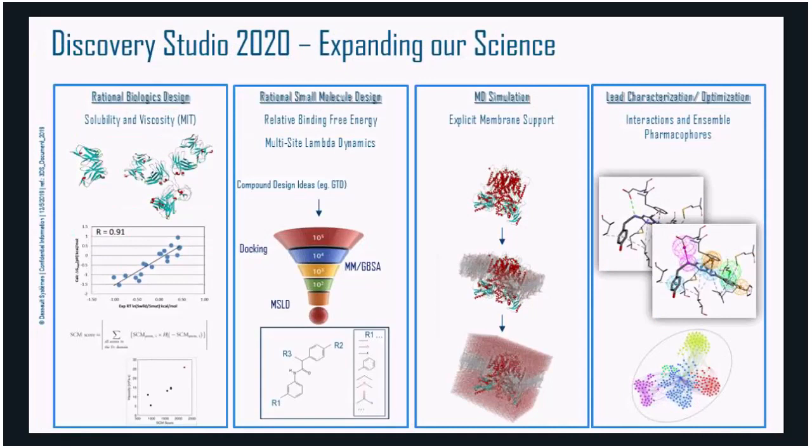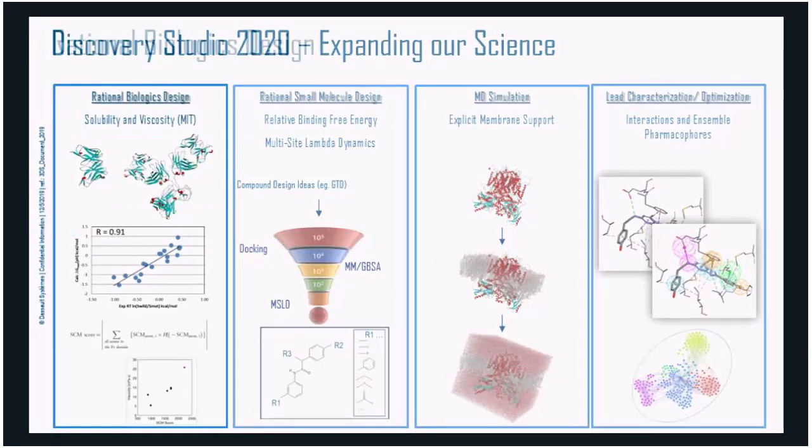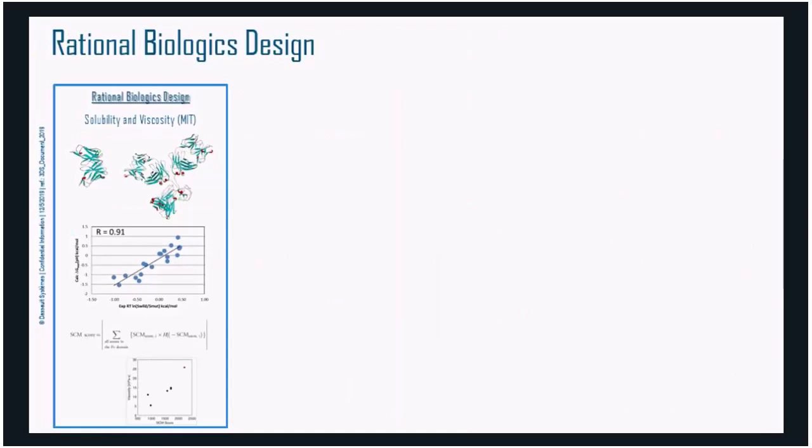So now for the remainder of the talk, I'm going to be talking about 4 main areas in which we have expanded our science in Discovery Studio. The first area I'm going to talk about is rational biologics design.